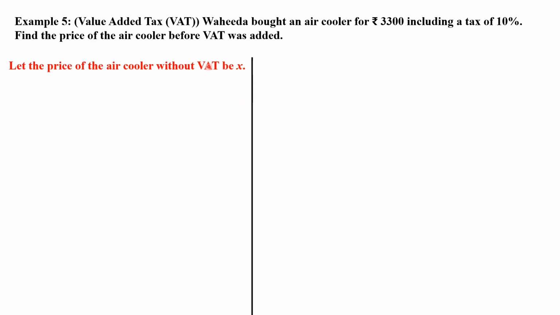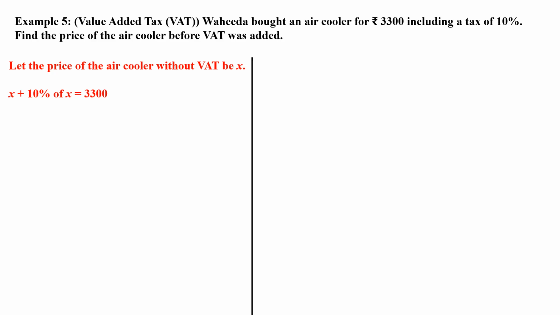Okay, so from here I can say that if the original cost is X, then the tax amount will be 10% of this original cost, which will become 10% of X, right? So from here I can write X plus 10% of X is 3,300, because this 3,300 will have original cost plus tax. So X is my original cost and my tax is 10% of X. So I'm going to solve it.